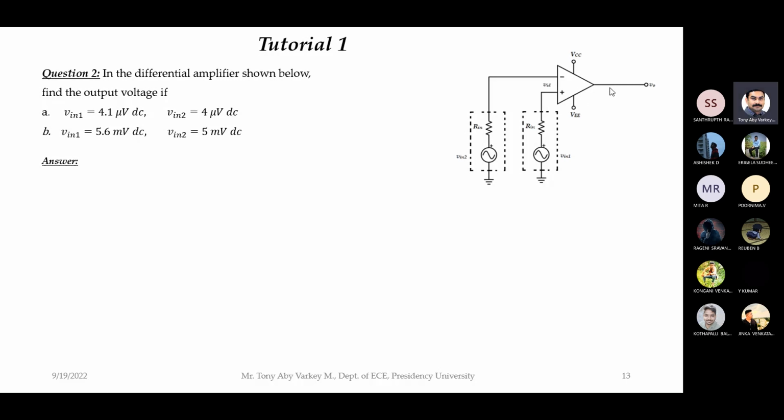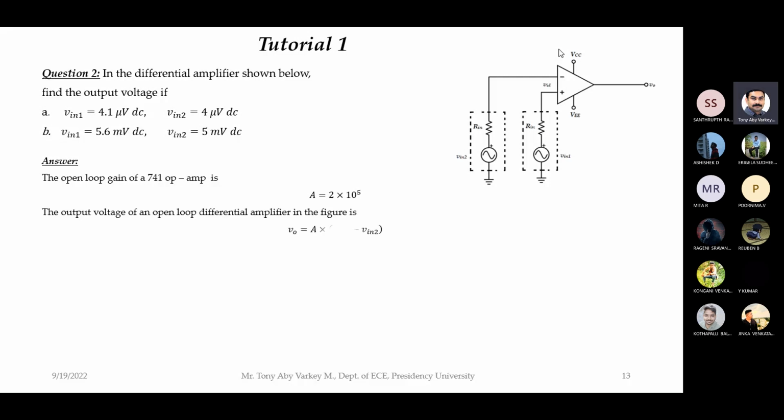So what will be the output voltage? Expression for output voltage. A into the difference between the voltages, so A into V in 1 minus V in 2. Correct. So output voltage will be A, I told it is 2 into 10 power 5. Output voltage will be A into V in 1 minus V in 2.